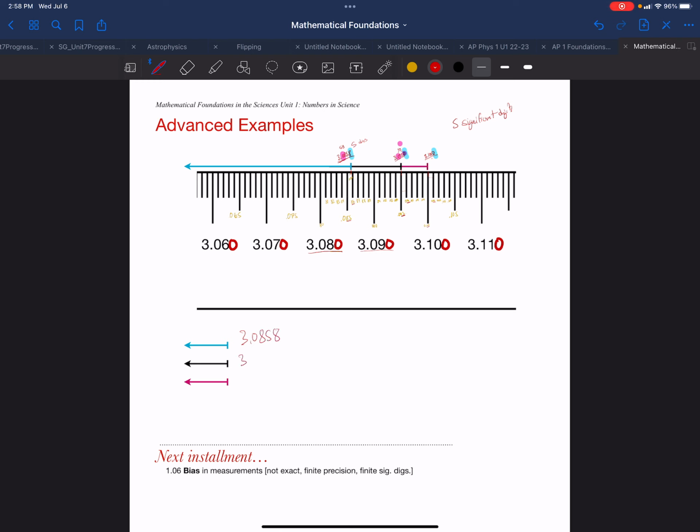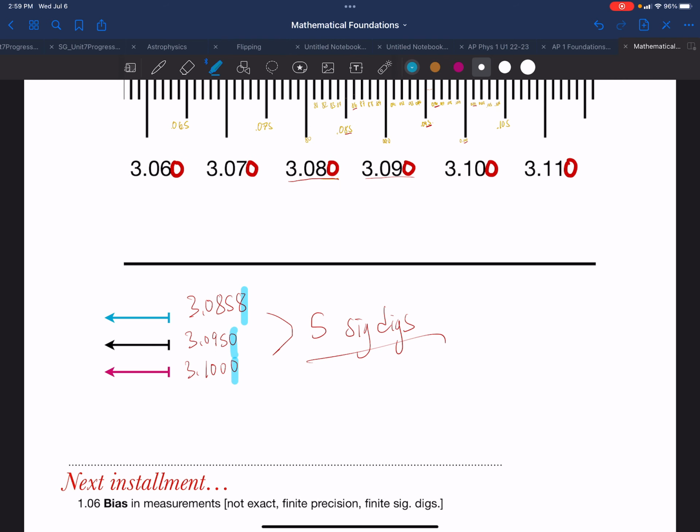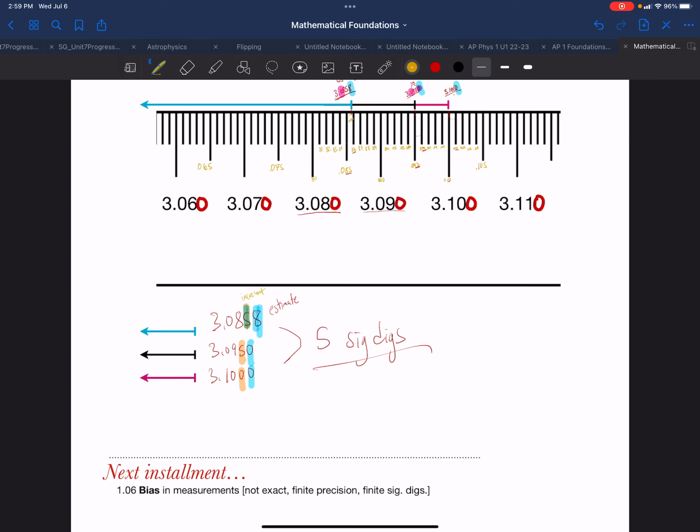3.0858. The black is 3.0950. And the last one is 3.1000. All have 5 significant digits. And what we're reporting is that the rightmost digits are estimates. And the second rightmost digit is the increment. And that's what we saw to the thousandth place.